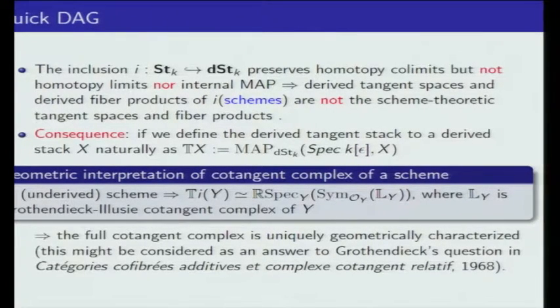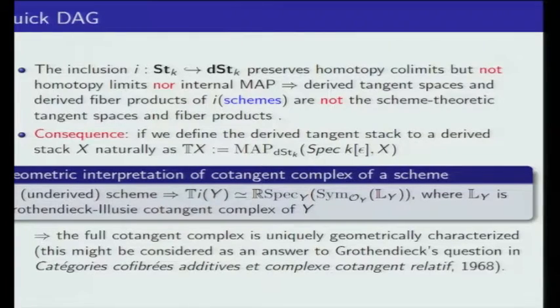So one important property is that the inclusion of usual stacks, for example, if you view a scheme as a derived stack, this inclusion is a functor that preserves homotopy colimits, but not homotopy limits, and not even internal homs. So in particular, a consequence of this is that the derived tangent space and derived fiber products of schemes viewed as derived stacks are not the scheme-theoretical tangent space or fiber products. But this is a good thing. It's not a bad thing.